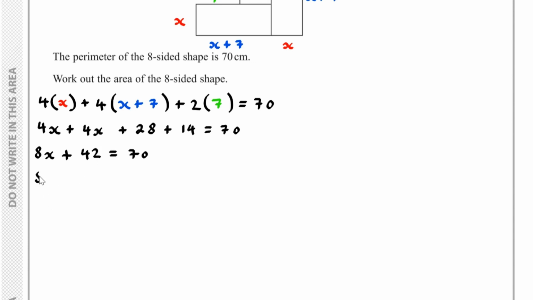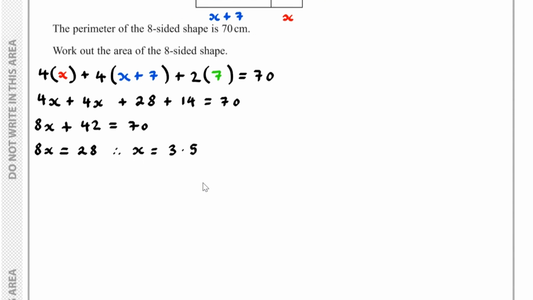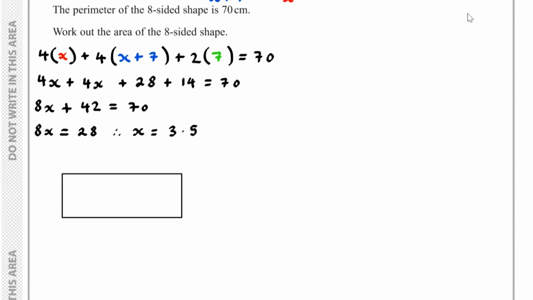So 8x is equal to 28, which means x is 3.5. So if I draw a rectangle such as the one here, I have 3.5 here and 7 more than this, 10.5 here.